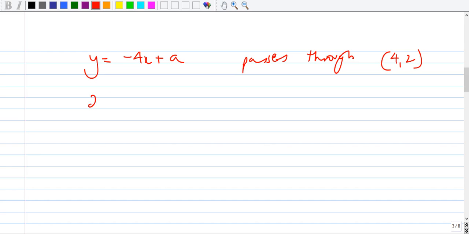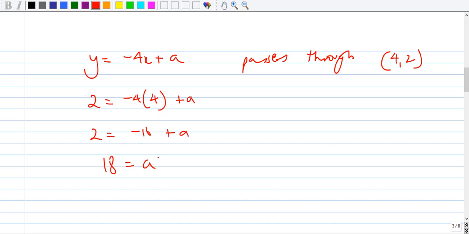So I've got y equals negative 4x plus a, and it passes through the point 4, 2. So if I sub this in, I can now solve for a.